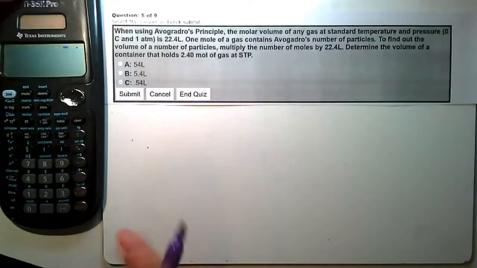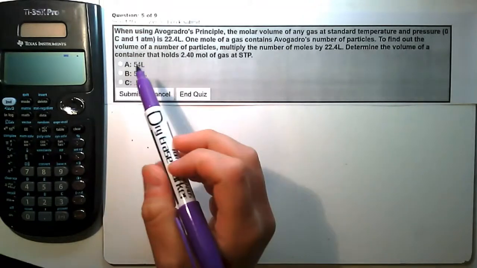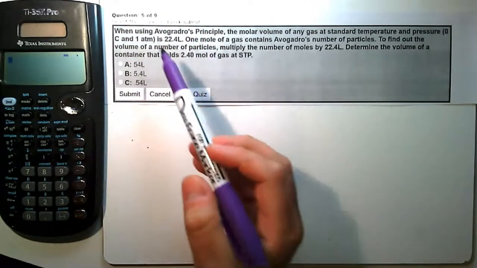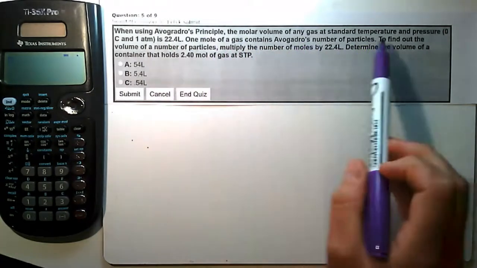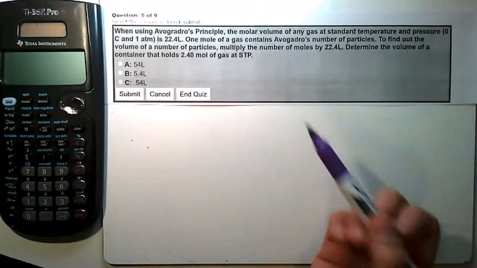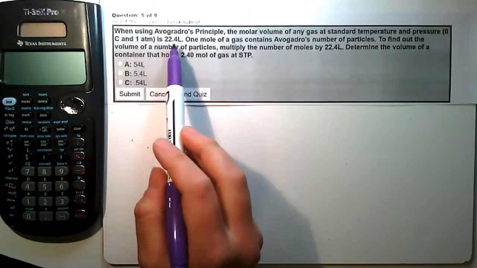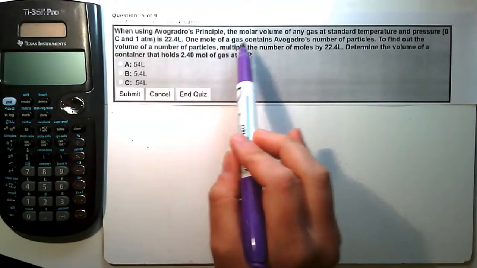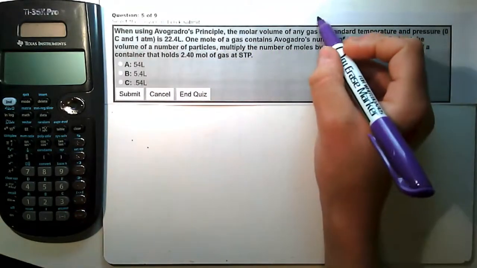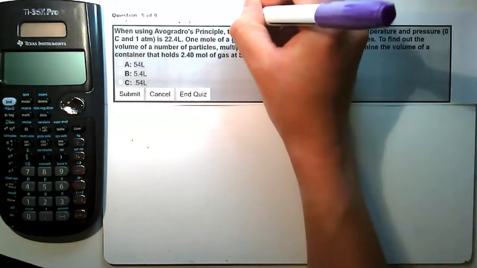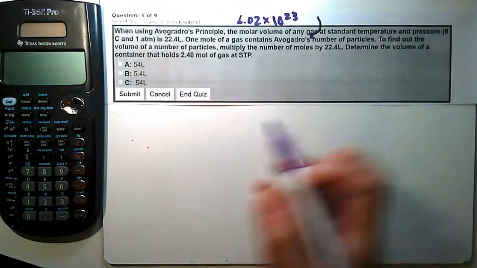Okay, in this video we are continuing to look at gas laws practice number 2. Question number 5. When using Avogadro's principle, the molar volume of any gas at standard temperature and pressure, we also say STP, which is 0 Celsius and 1 atm, is 22.4 liters. 1 mole of a gas contains Avogadro's number of particles, and we know from our previous unit 2 that Avogadro's number is 6.02 times 10 to the 23rd particles.